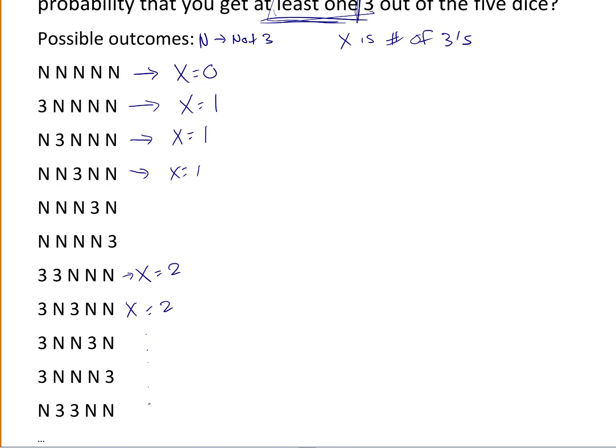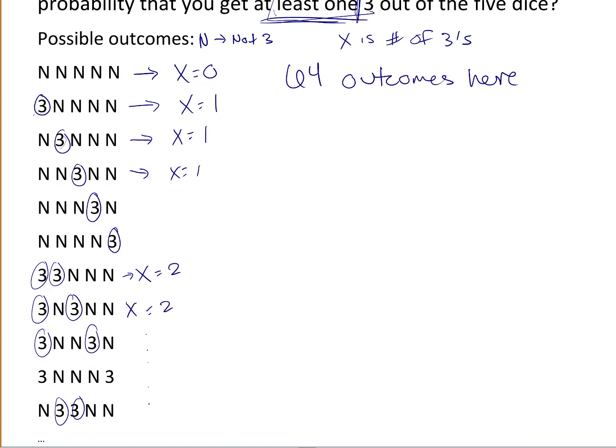And you keep going. So this is all the possible outcomes, because when you get one 3, it could be the first dice, or the second, or the third, or the fourth, or the fifth. All of those would give you one 3. But to get 2 3s, it could be the first and second dice, or the first and third, or the first and fourth, or the second and third, etc. There's a lot of different ways that you can roll 5 dice and get 3s or not 3s. And in fact, it turns out that there are 64 outcomes here.